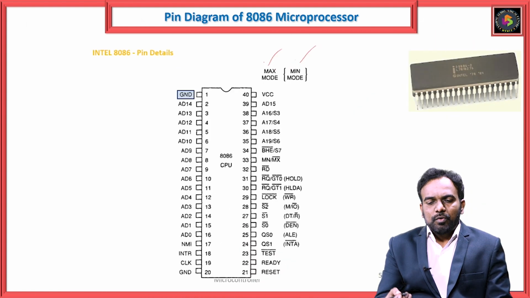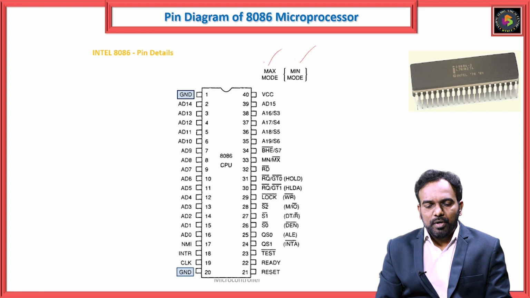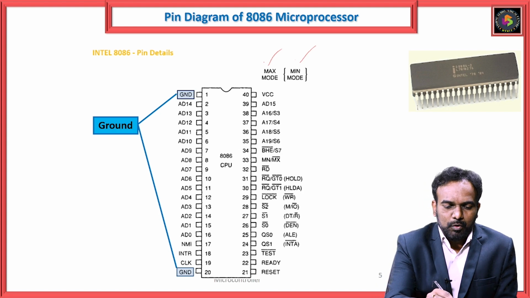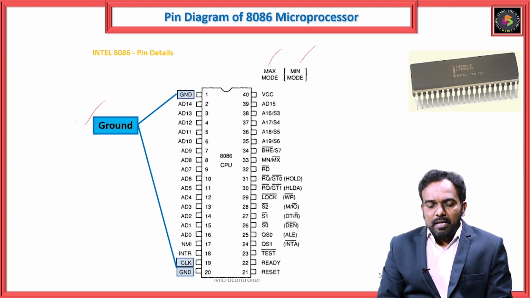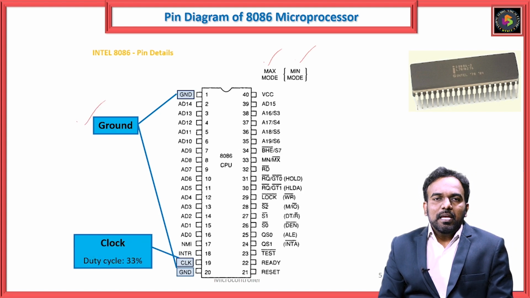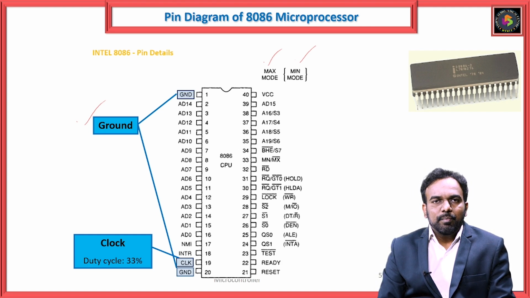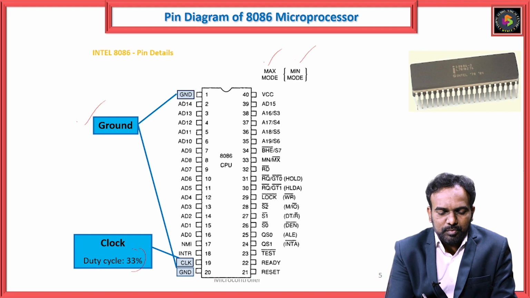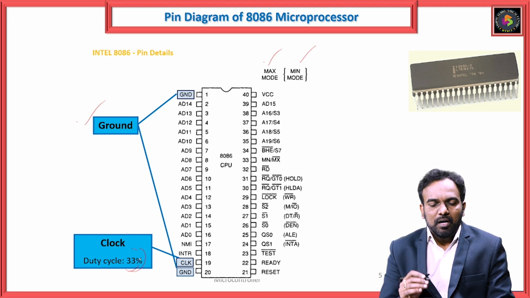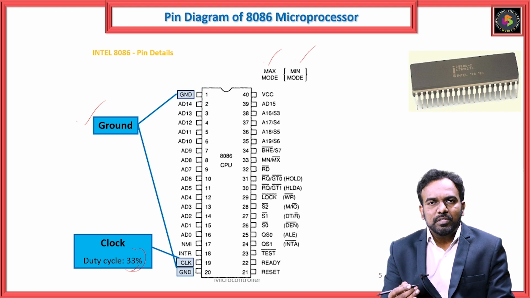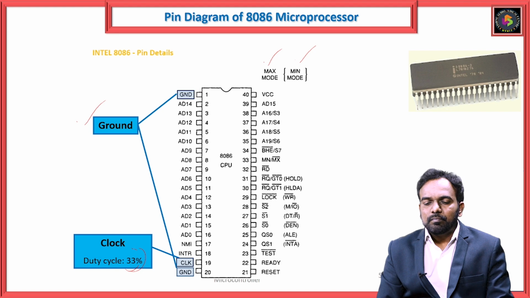Now, first we are going to start with the pins. Pin 1 and pin 20 act as ground pins. And pin 19 acts as the clock pin. For this, the 8086 microprocessor maintains a 33% duty cycle. For the clocking operations, we have to connect the clock to the 19th pin.